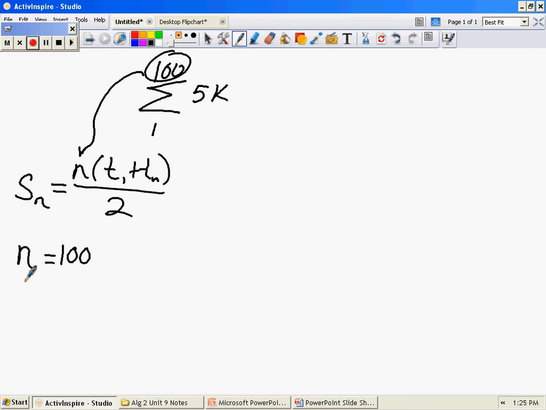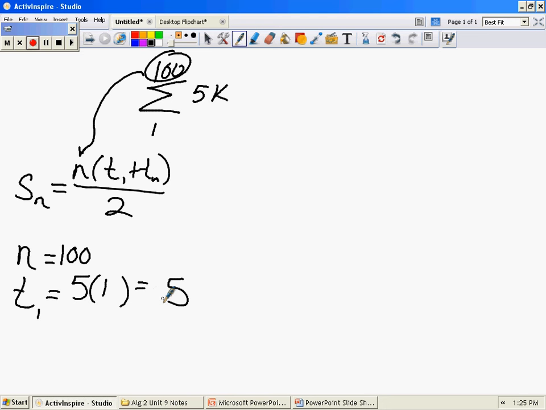Now, how can I figure out what the first term is? There you go, just like we learned last class. If you want to find the first term, you plug 1 into the nth term formula. So my nth term formula is 5k, so I'm going to replace the k with 1 to get 5. So 5 is the first term.